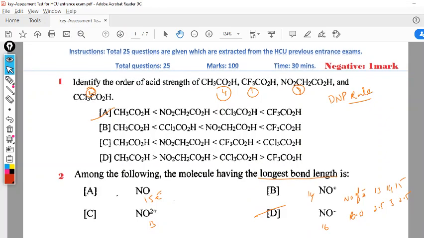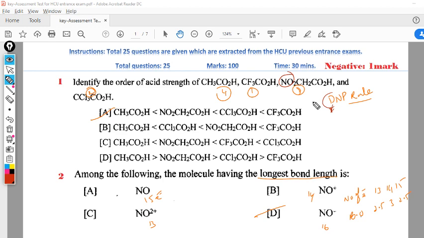So the first question is about acidity. Acidity is a property based on the electronegativity or inductive effect. So here it is discussed that if more vitriol are there, more acidity will be there. That will be the right answer. We can also use the DNP rule, distance number and prior power. You need to take high priority for the distance. The less the distance, the more effect there will be for the inductive effect.